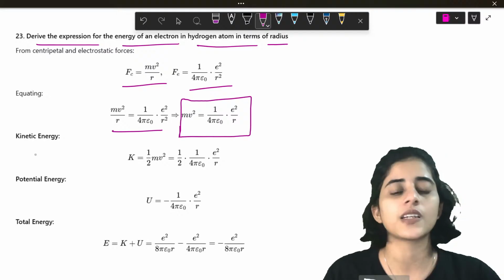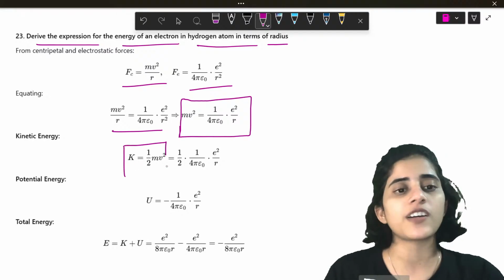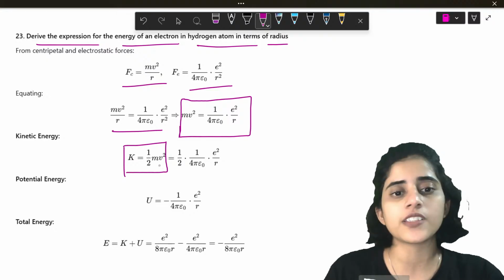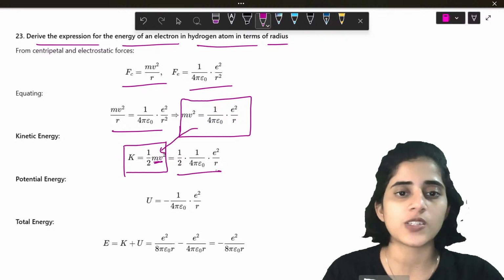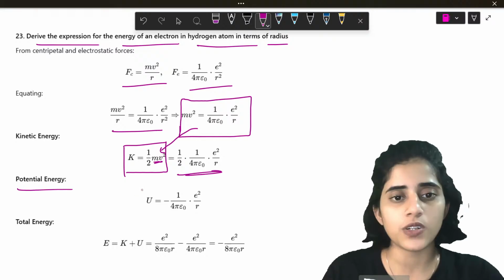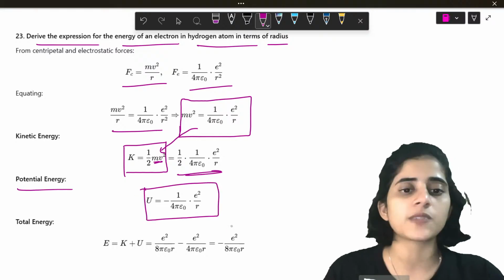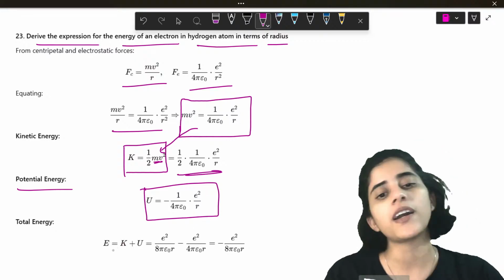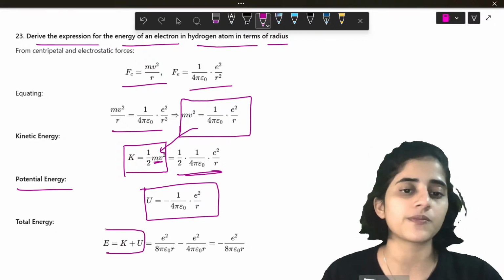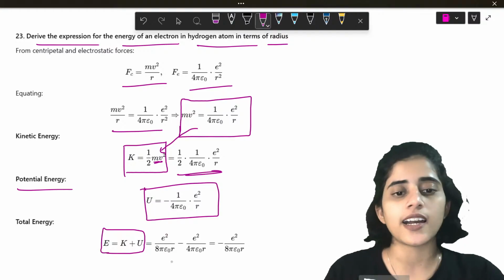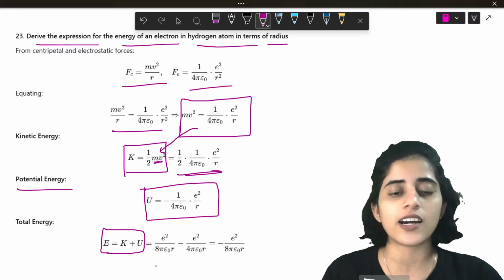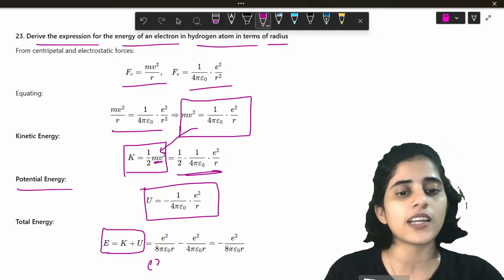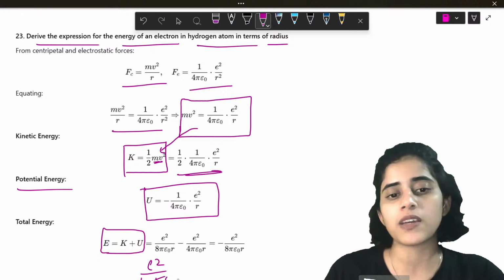Now let's find out kinetic energy. Kinetic energy is half mv square. So I just substitute mv square, you put this and then you will get this. Next is potential energy. U is equal to minus 1 by 4 pi epsilon naught E square by r. So the total energy is kinetic energy plus potential energy, which is E square by 8 pi epsilon naught r minus E square divided by 4 pi epsilon naught r. So you take all the common terms outside. What remains is E square by 4 pi epsilon naught r.